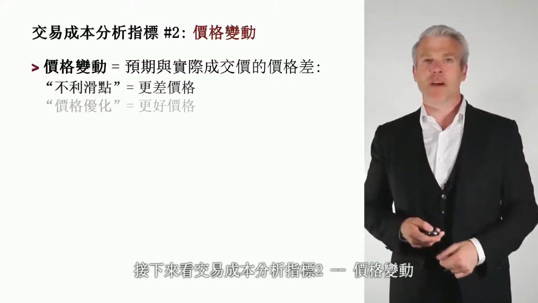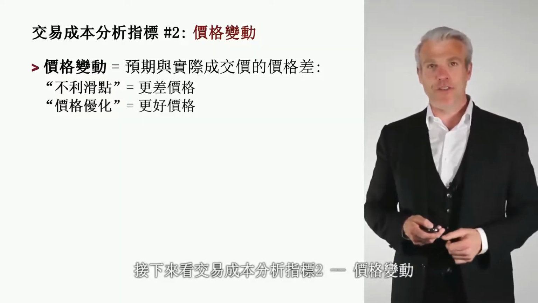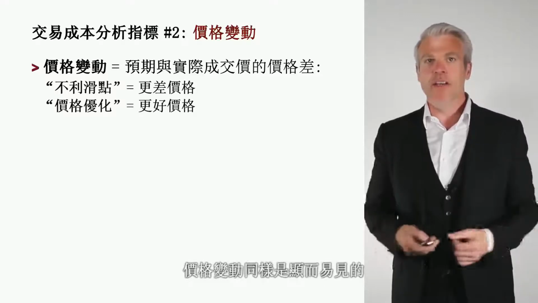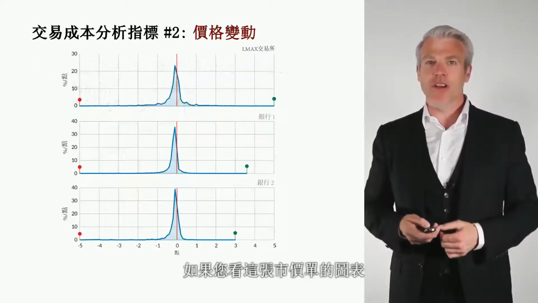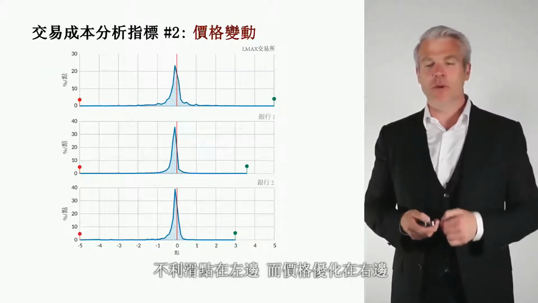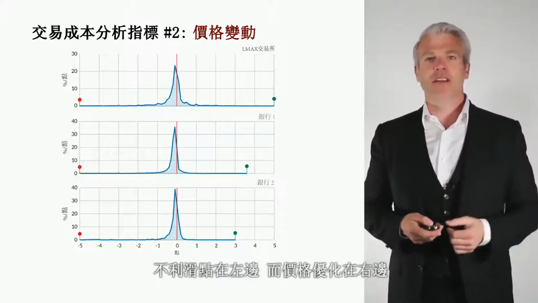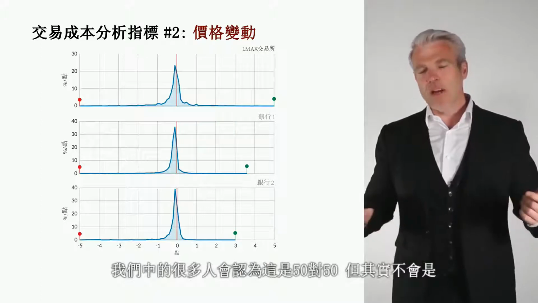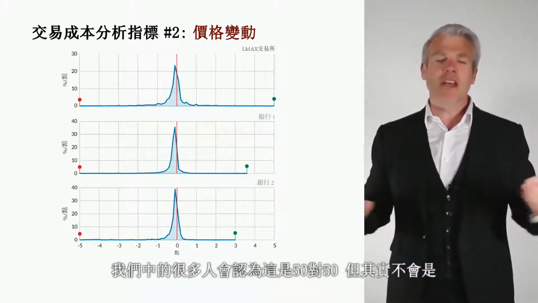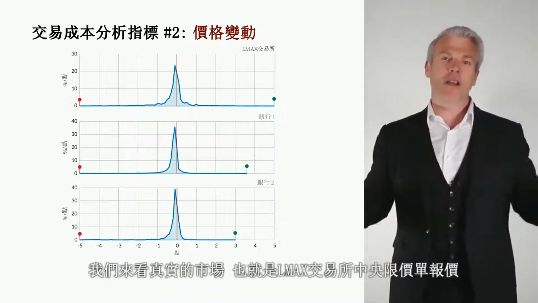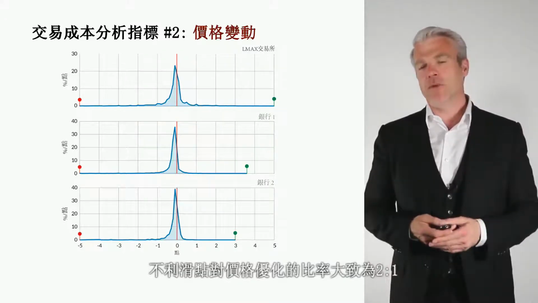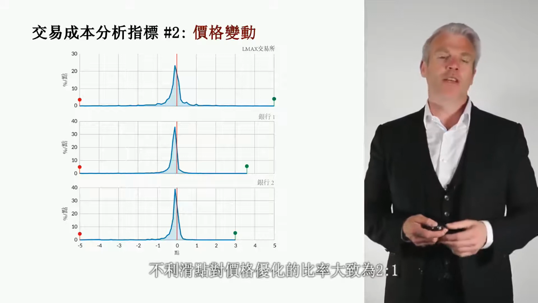Moving on to TCA metric number 2, price variation. Again, pretty obvious, we know what it is. Slippage, so if you're looking at the graph for market orders, slippage would be on the left-hand side and price improvement on the right-hand side. A lot of us would think it would be 50-50. It generally isn't. We see on a true market, i.e. the LMAX exchange, central limit order book, that slippage to price improvement ratio is roughly 2 to 1.